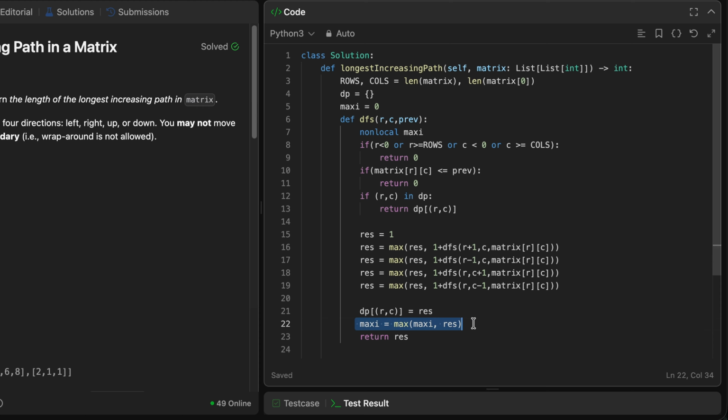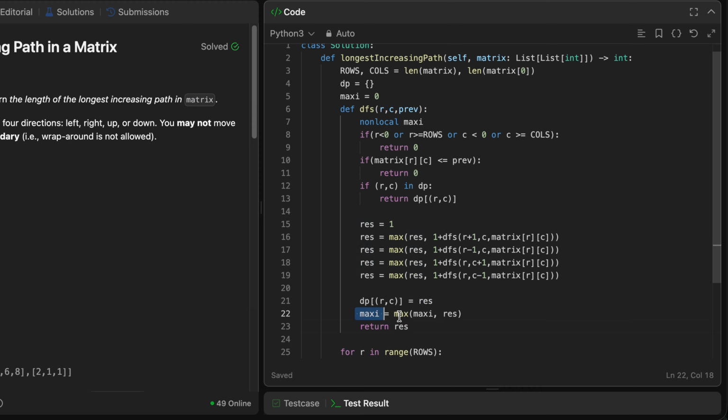And here we are making sure that if the current result is actually the maximum result that we have found so far, then we will actually update the maxi variable also, because this is going to contain the answer since it is tracking the maximum that we have seen so far. And here we are simply returning the result, ending the DFS call.